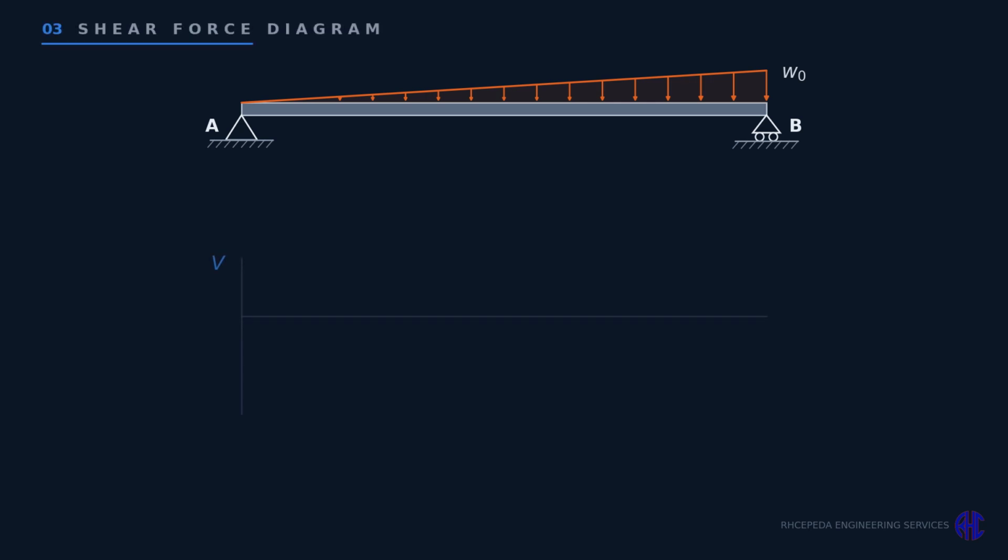Now the shear force diagram. Cut the beam at a distance x from the left support. The load carried so far is the area of the small triangle, W0 x squared, over 2L. So the shear equals W0 L over 6, minus W0 x squared over 2L.